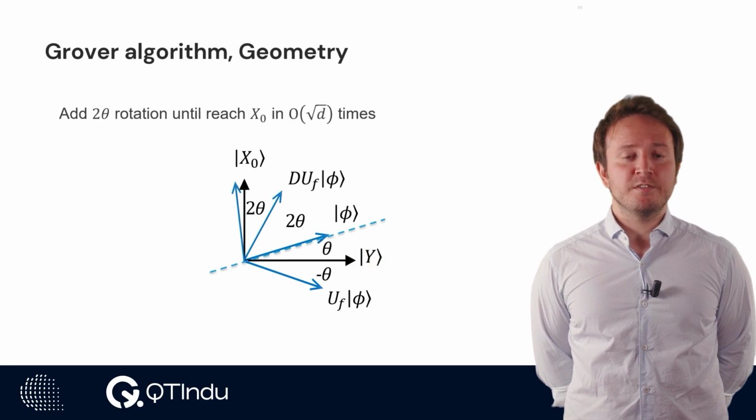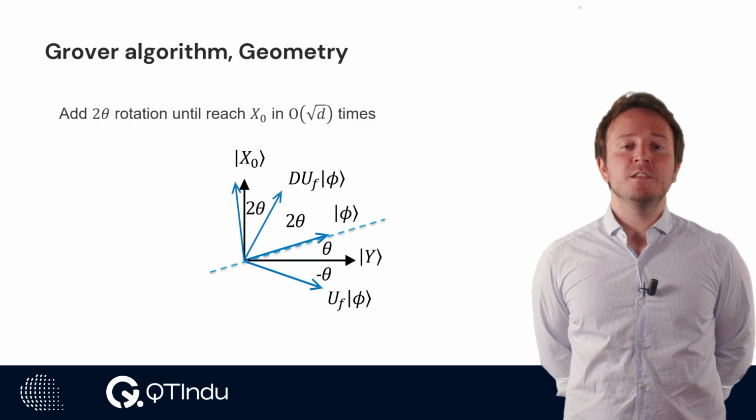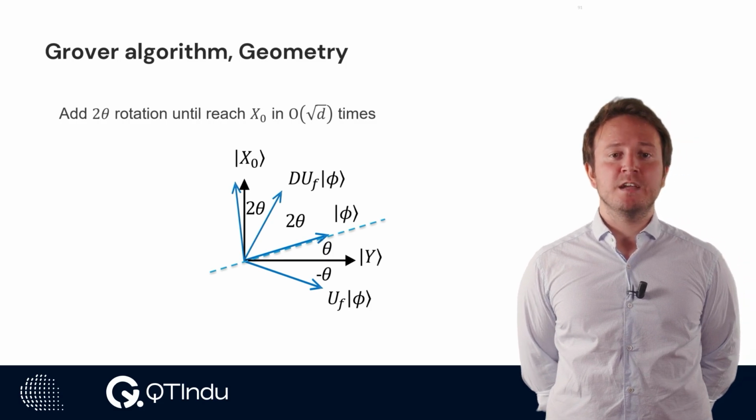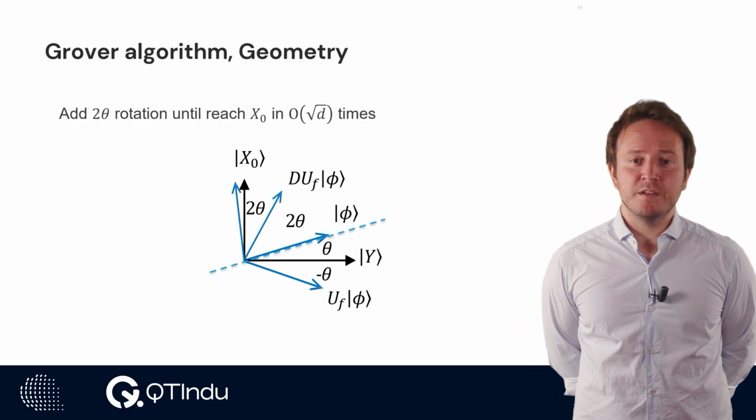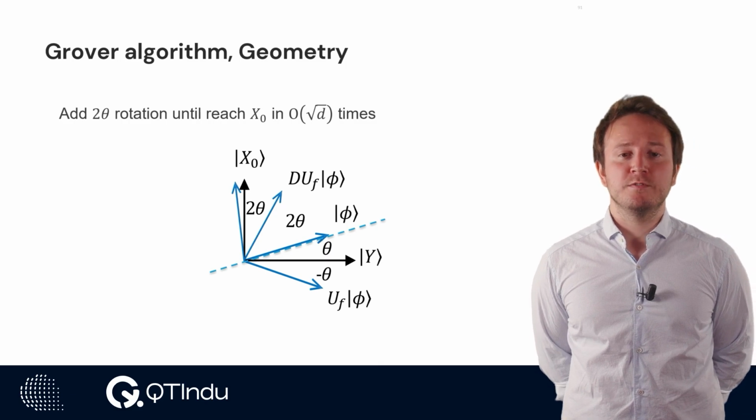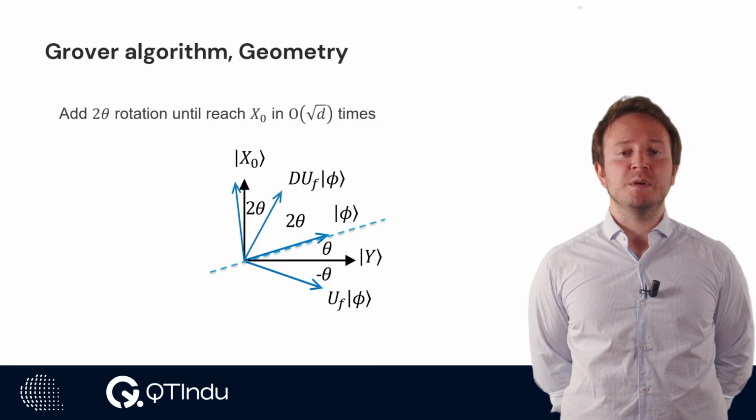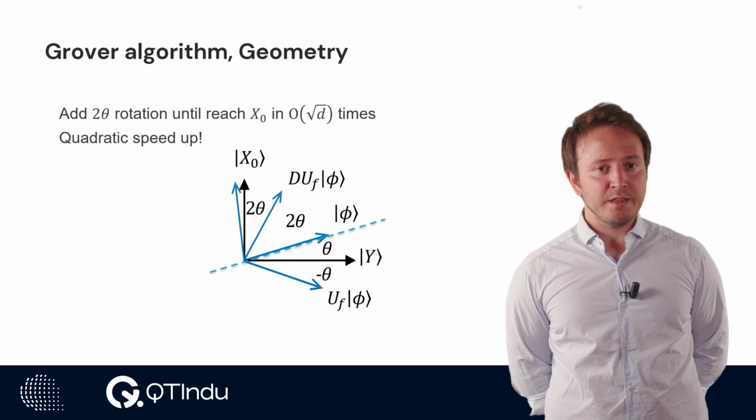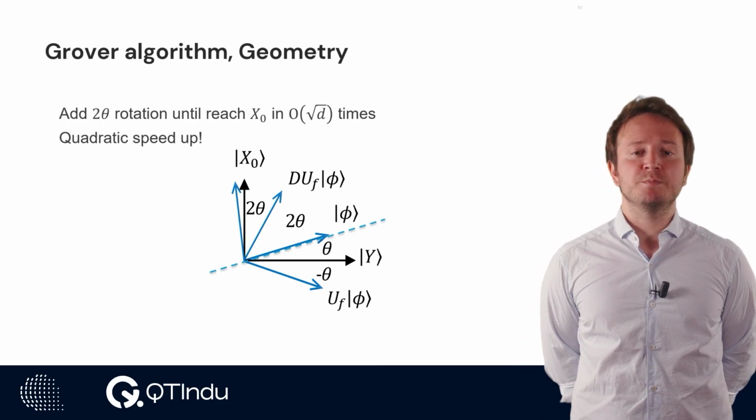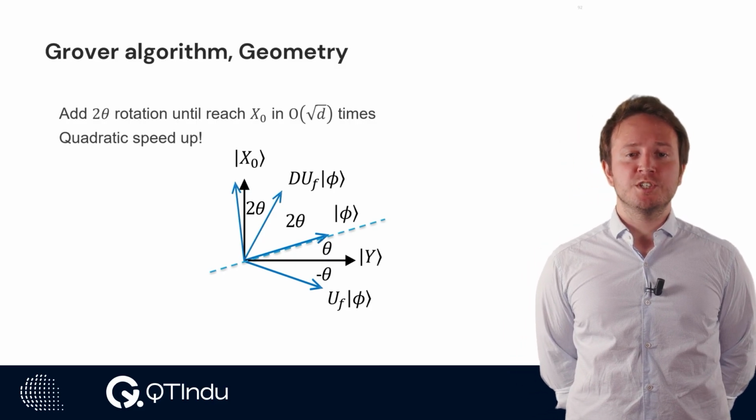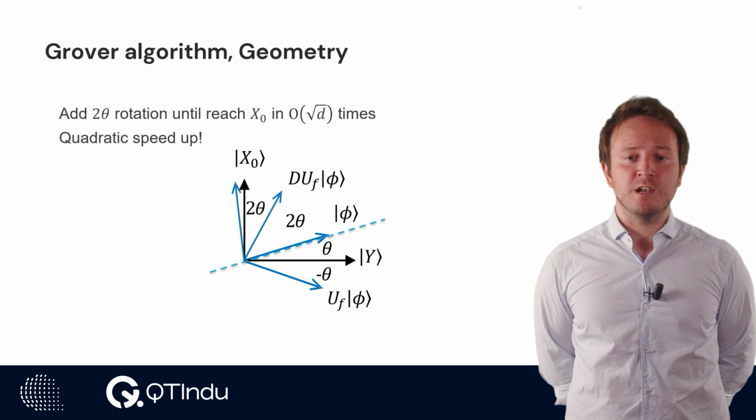Then we keep rotating until we reach the wanted state x0. And this can be done in order of root of d times, where d is the dimension of the database. And this gives a quadratic speedup for the quantum search algorithm.